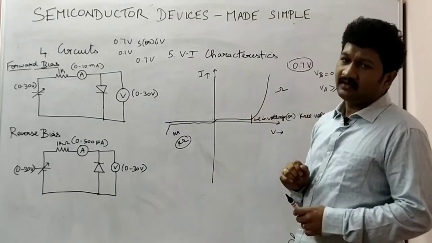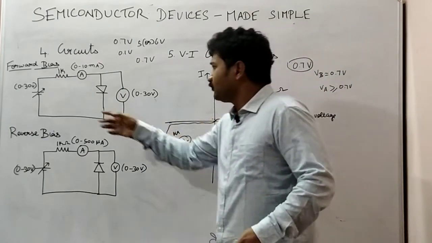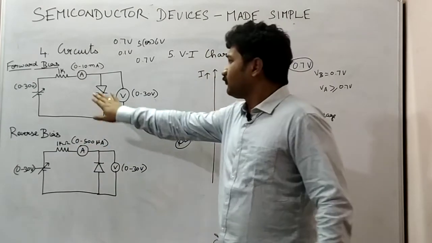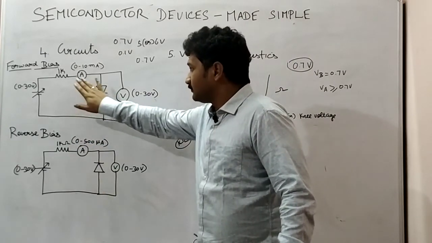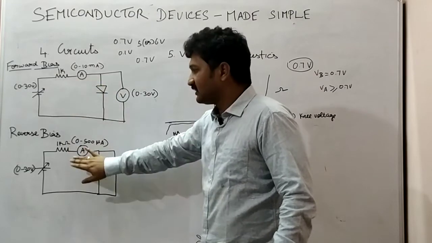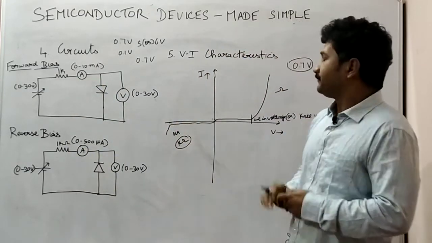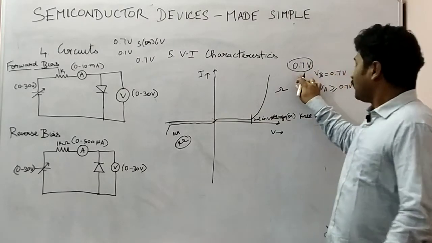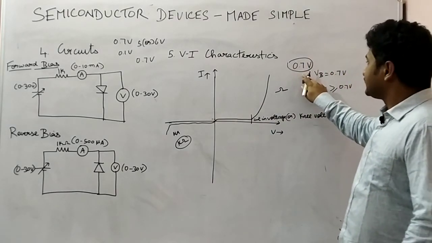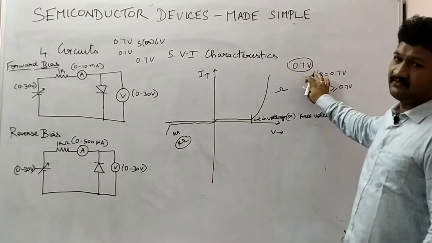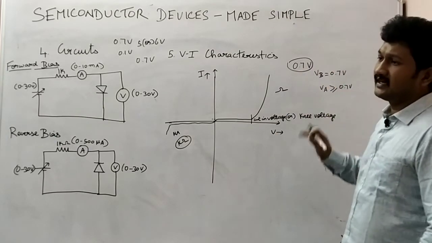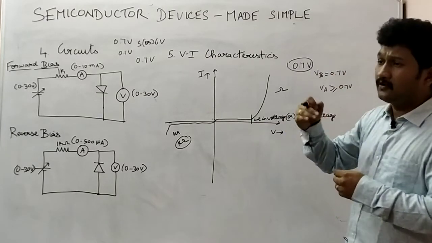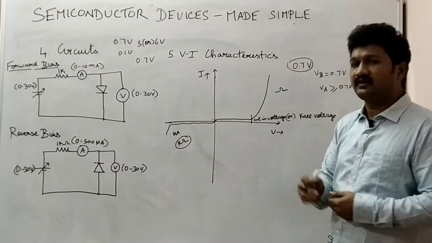Now when I say forward and reverse resistance, don't confuse it with this 1K resistor placed in the circuit. This is for protecting the diode in both modes, forward bias and reverse bias. When I talk about forward and reverse resistance, it means that in forward bias, at 0.7 volt itself the diode starts conducting. It means the internal resistance offered by the diode is very low in forward bias.